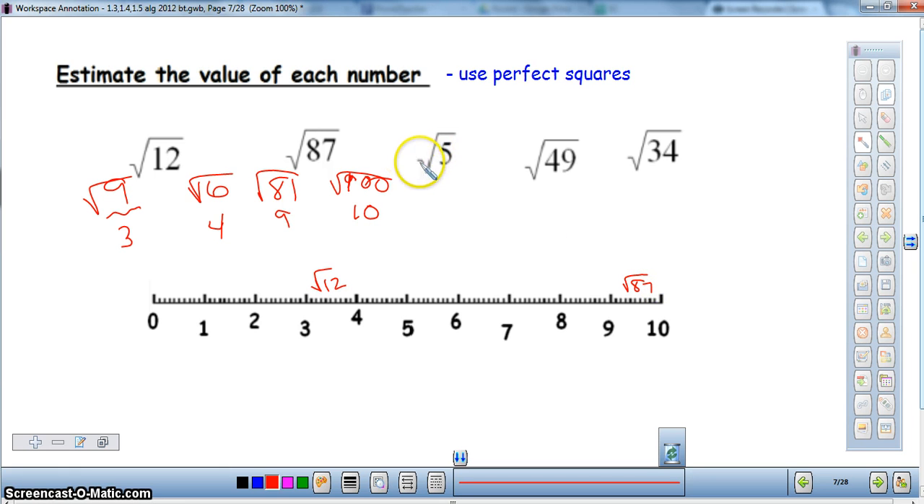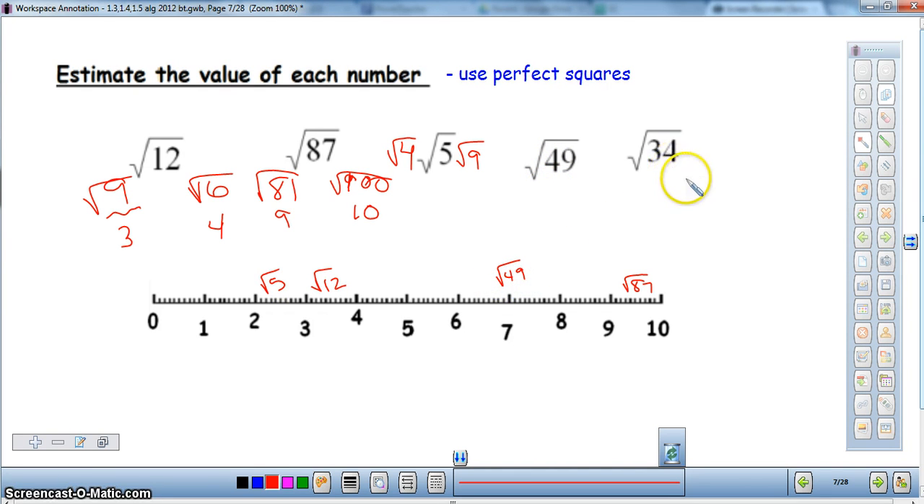The square root of 5 is between 4, our perfect square, and our perfect square of 9, which is quite a bit closer to the 4. So we are going to place square root of 5 closer to 2 if we are looking at that than 3. Square root of 49, and I love that one. It's one of our perfect squares. Square root of 49, it is 7.